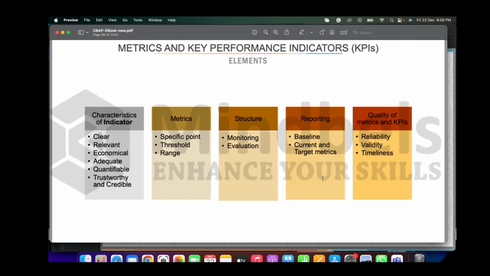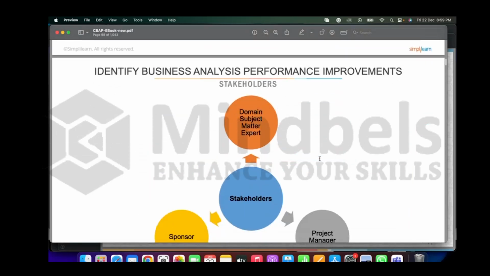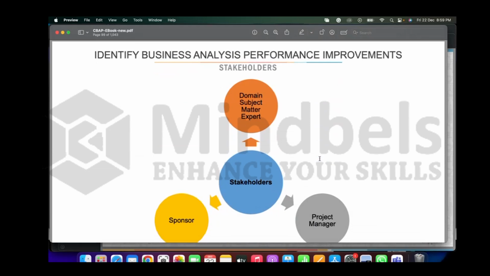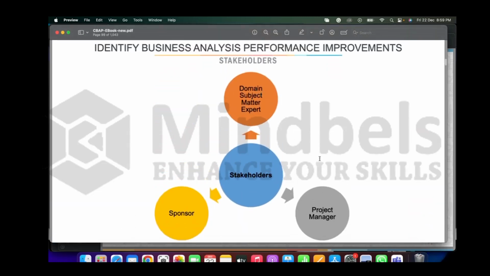So you have to be very careful about characteristics when you set your performance metrics. Structure is how you monitor and evaluate. Reporting, as we discussed, is how rigorous your reports are and how they benefit the project. Quality of metrics is the timeliness, the validity, and the reliability. Here are your stakeholders: domain experts, sponsor, and project manager. Only these three will be involved in identifying the BA performance improvement measures.